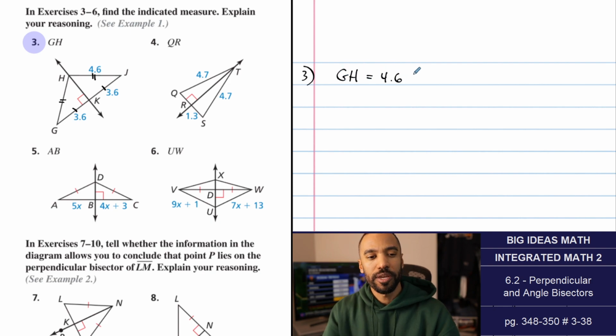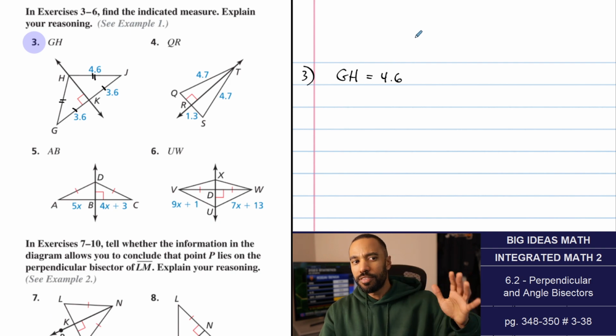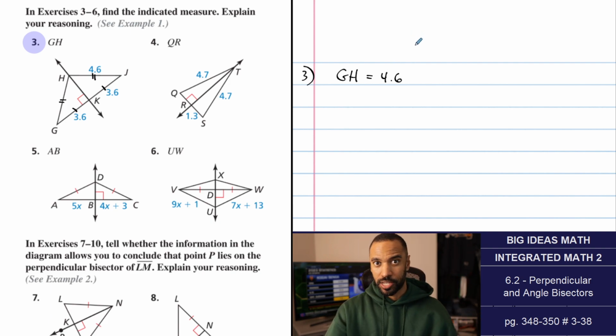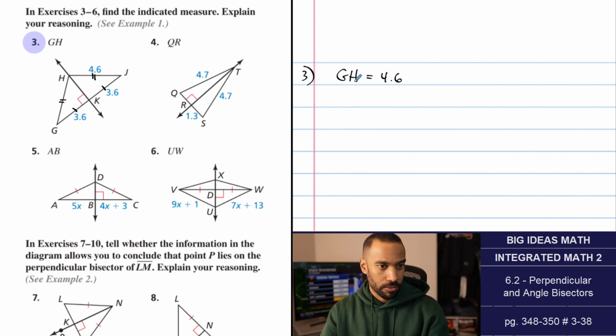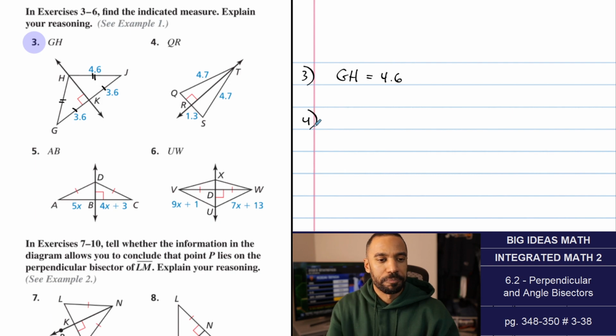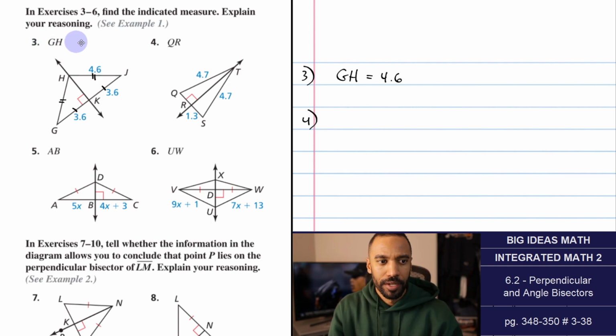It says explain your reasoning. I don't know if they mean the perpendicular bisector theorem, whatever. I said everything out loud, so that's what I'm going by. So go by what I'm saying. That's going to be my reasoning there. Hope that that's okay. I'll explain it in full. Number 4, the length of segment QR.